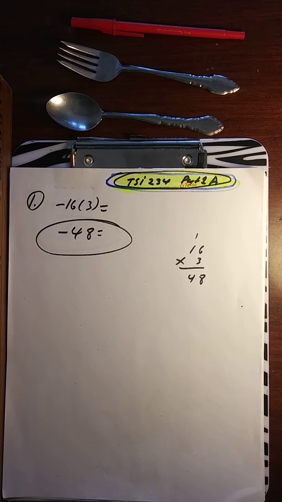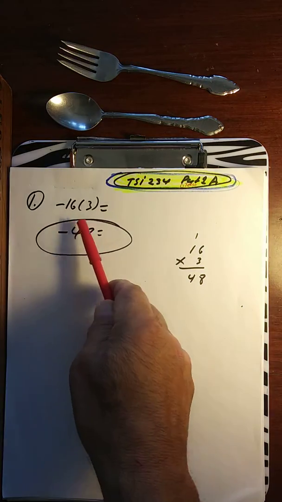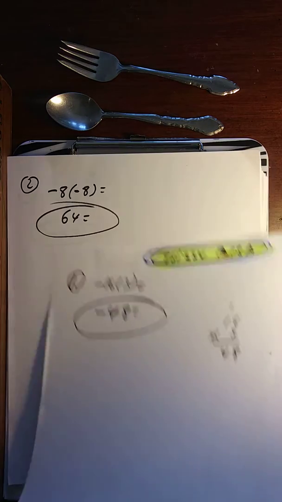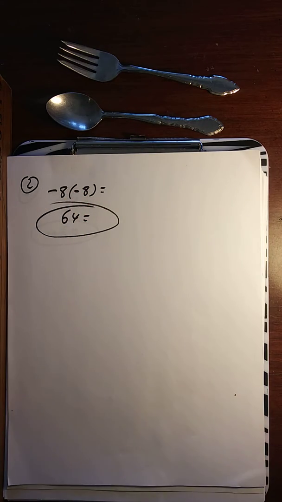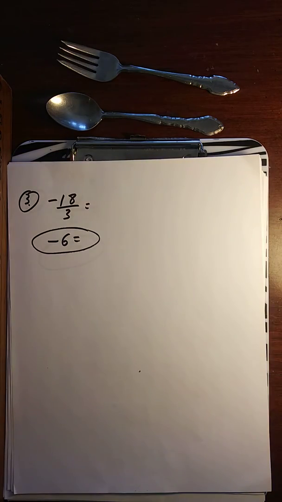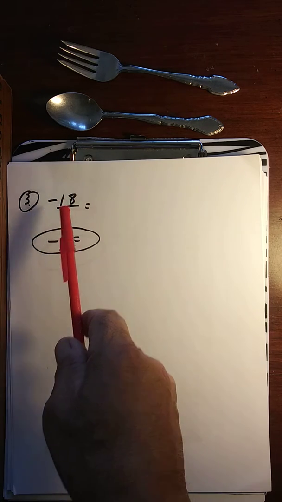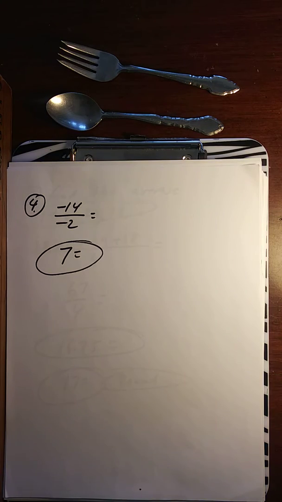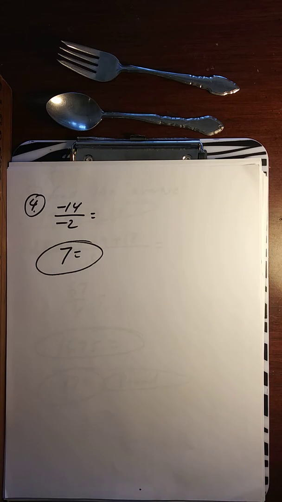Alright, let's do the TSI 234 part 1A. A negative 16 times a positive, it's negative times positive, so that can be a negative 48. That's it. A negative times a negative is going to be a positive 64. And a negative divided by positive is going to give you a negative 6. A negative divided by negative is going to give you a positive 7.